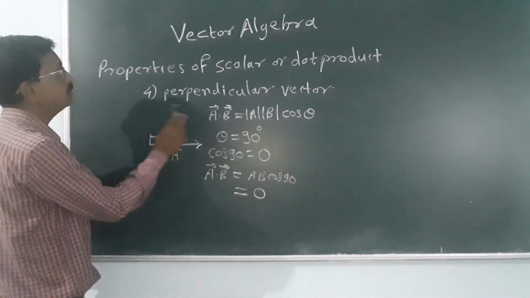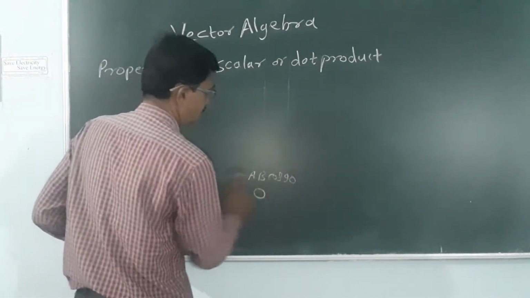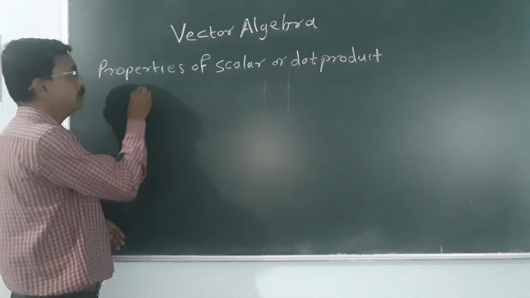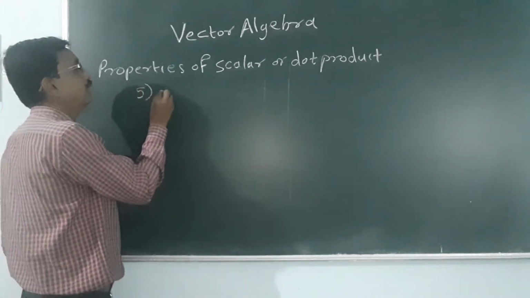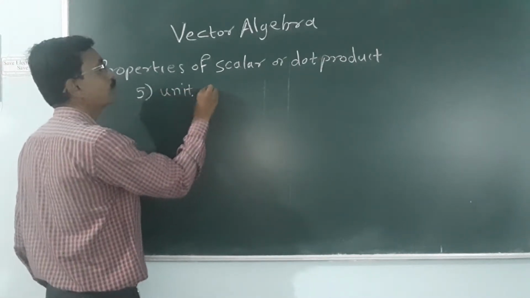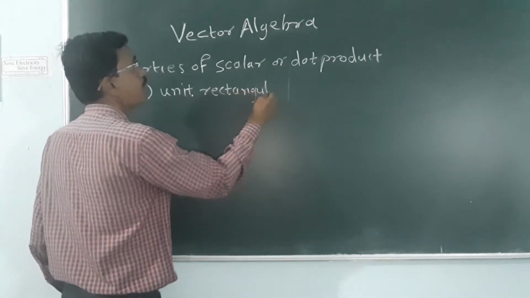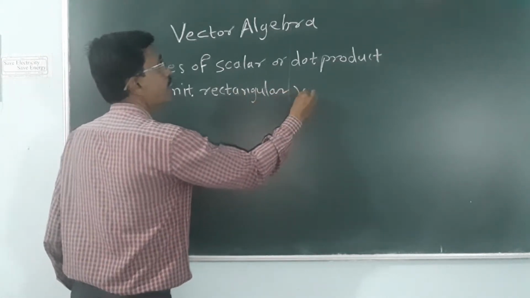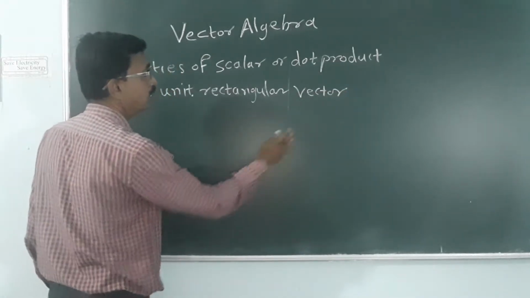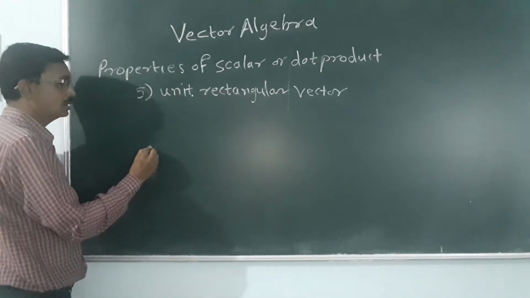Related to this, the fifth property we are going to study is the unit rectangular vector. So in the unit rectangular vector, what will happen? We will try to understand.